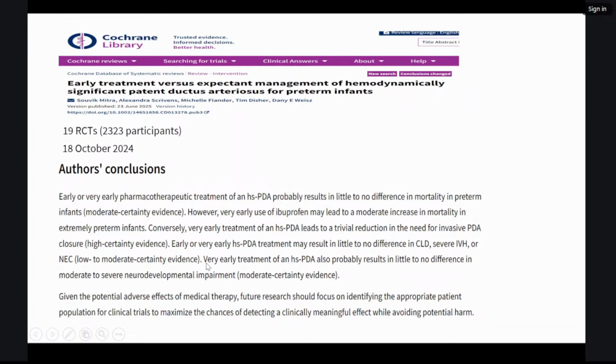Coming to the other findings of the study, early or very early HSPDA treatment may result in little to no difference in CLD, severe IVH, and NEC. Very early treatment of HSPDA also probably results in little to no difference in moderate to severe neurodevelopmental impairment. So as we can see from this, early treatment versus expectant management each have their own advantages and disadvantages. So they concluded that further studies are needed to detect the meaningful effect while avoiding the potential harm from the treatment strategies.